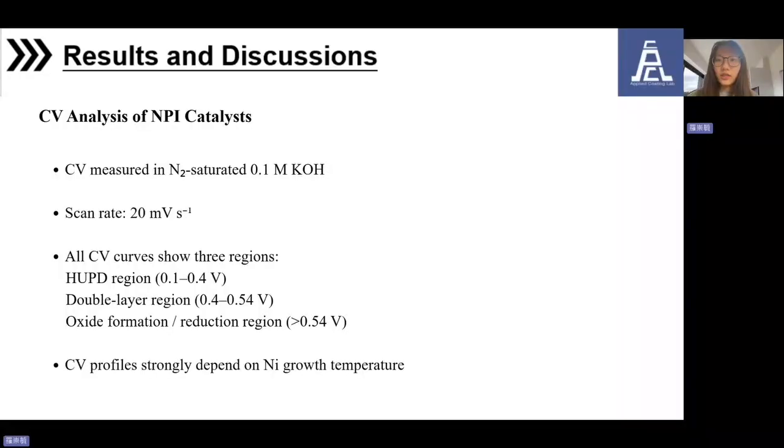Now I will focus on the electrochemical results, starting from the cyclic voltammetry analysis. The CV curves were measured in nitrogen-saturated 0.1 molar KOH with a scan rate of 20 millivolts per second. As shown here, all catalysts exhibit three typical potential regions: the hydrogen underpotential deposition region, the double layer region, and the oxide formation and reduction region. Importantly, although the compositions are similar, the CV profiles show clear differences depending on the nickel growth temperature, indicating that the surface chemical environment is strongly structure dependent.